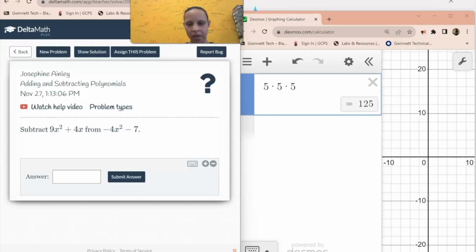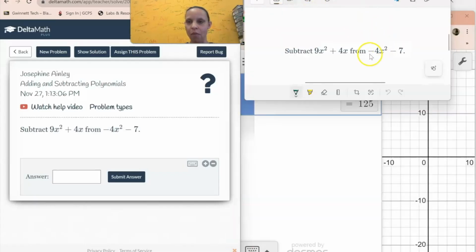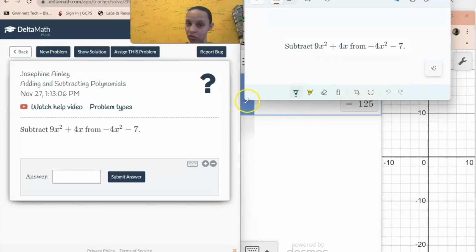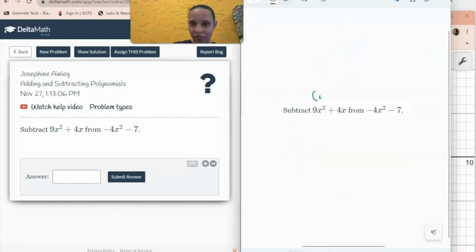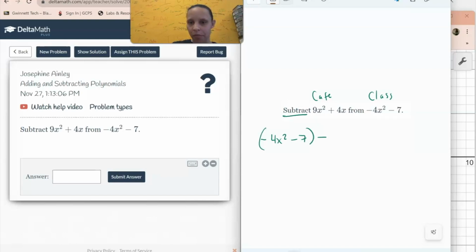So remember, if you're walking to the cafeteria from my classroom, where did you start? My classroom. So even though I said my classroom the second time, that word from means that it goes first. So again, if I walk to the cafeteria from class, where do I start? I started at class, so I put class first. So this is -4x squared minus 7. And what does the word subtract mean? Minus. And then the cafeteria, 9x squared plus 4x.